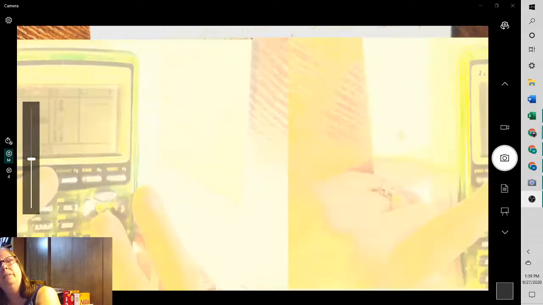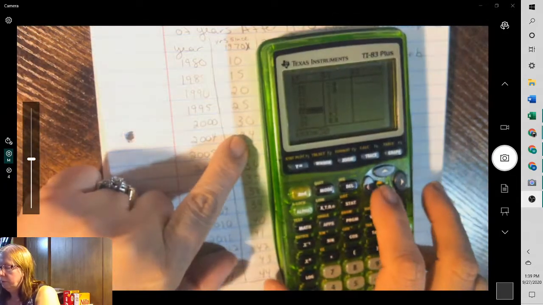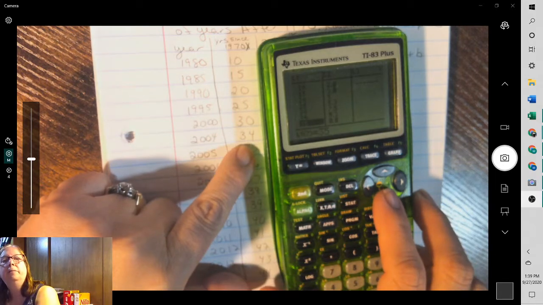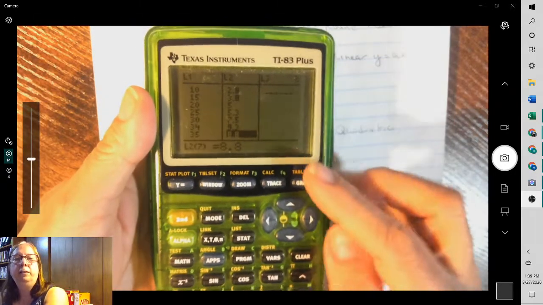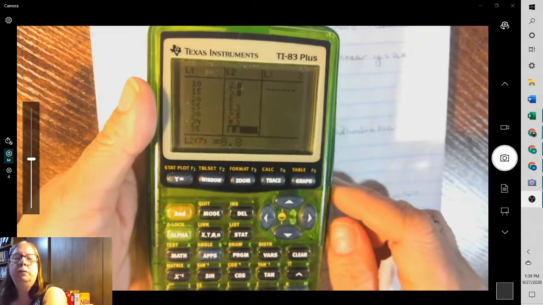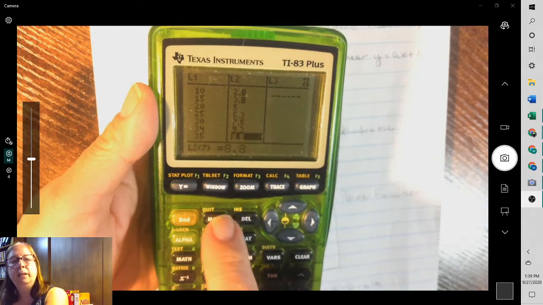So you can see the 10, and you hit 10 and enter, and then 15 and enter, 20 and enter, 25 and enter, and I just went down. 30 and enter, 34 and enter. Next one's 35. Then you go over one to the next one, and you enter all of the Y values. Once you've entered them, you hit Second and Quit.